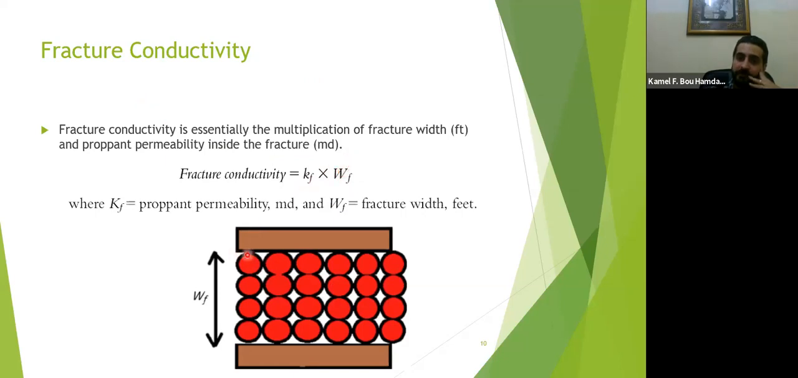WF is the fracture width. What's the opening of this fracture? So if you multiply them together, we are going to get this term, which is fracture conductivity. And in terms of meaning, it is almost the same, or it can relate to permeability. So it's just the ease of the fluid to pass from one location to the other. So if it can easily pass from, let's say, the left side to the right side, this means that we have a high fracture conductivity, so our fracture is efficient.